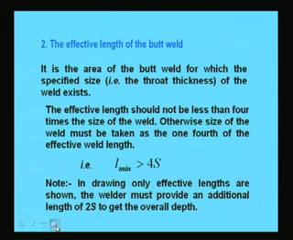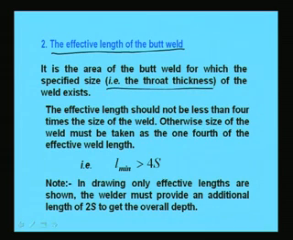Now, another parameter which is important is the effective length of butt weld. Basically, it is the length of the butt weld for which the specified size of the weld exists. Size means the throat thickness. So, the effective length should not be less than 4 times the size of the weld. That is, the minimum effective length of the butt weld should be greater than 4S, where S is the size of the butt weld. Otherwise, the size of the weld must be taken as 1/4 of the effective length. That means, if the length is restricted and we cannot increase it, then we have to make the size L minimum by 4, meaning we have to reduce the size.